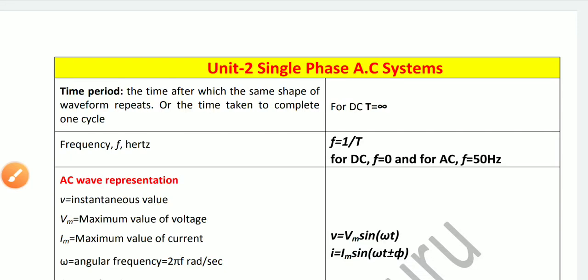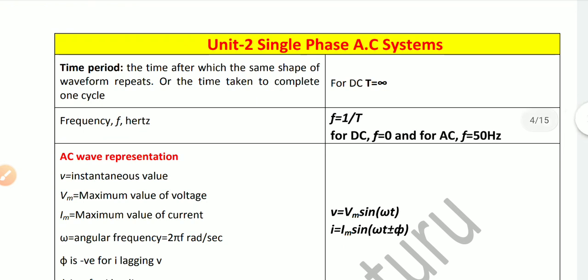In this video, I'm going to explain some important formulas for the subject Basic Circuit Analysis, Unit 2: Single Phase AC Systems. The first one is the time period. It is the time after which the same shape of waveform repeats, or the time taken to complete one cycle. It is measured in seconds. For DC, the time period will be infinity, whereas for AC, that is alternating waveforms, you have to calculate it.